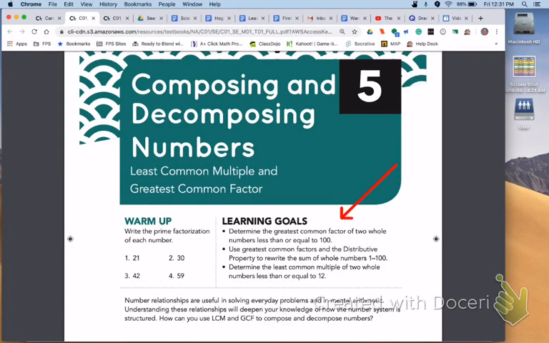Hi class, in lesson 5 you will be learning about least common multiple and greatest common factor. Learning goals for today: you will determine the greatest common factor of two whole numbers less than or equal to 100. Use greatest common factors and the distributive property to rewrite the sum of whole numbers 1 to 100 and determine the least common multiple of two whole numbers less than or equal to 12.